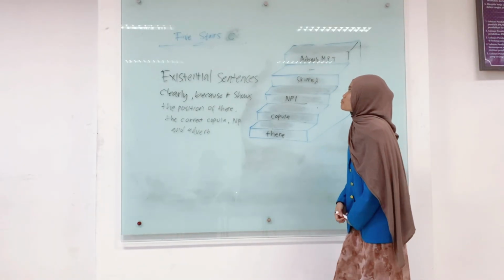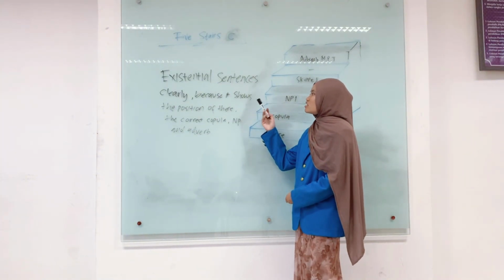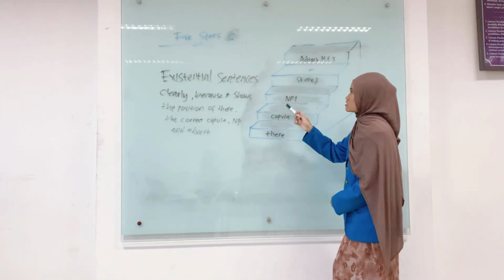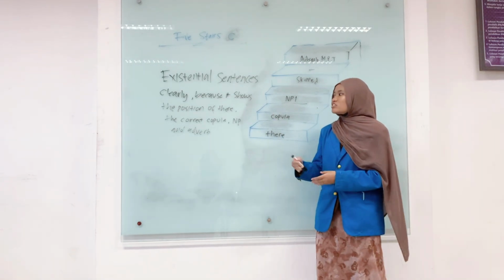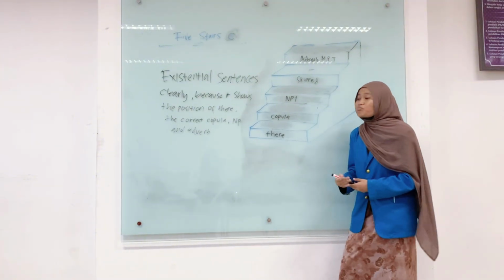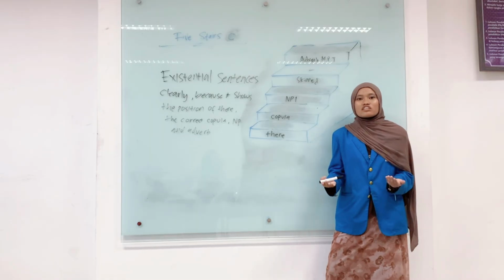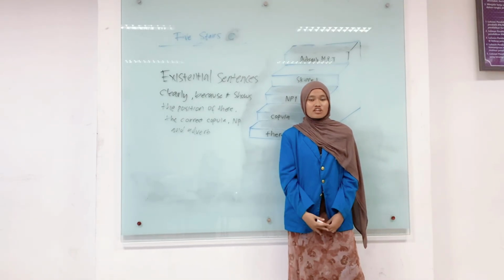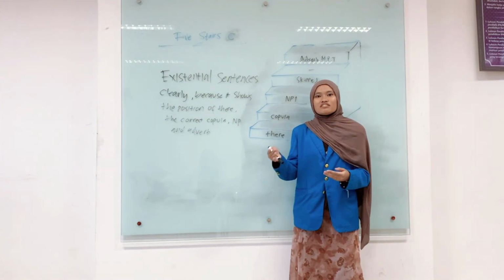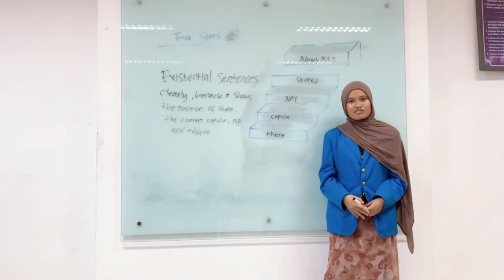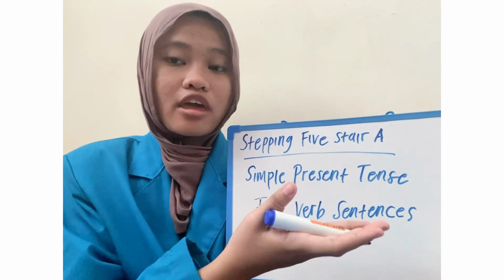So the Stepping 5 Stairs C helps learners to construct existential sentences clearly because it shows the position of there, the correct copula, the noun phrase, and the adverb. By using these stairs, learners can understand English sentence construction more systematically and avoid placing sentence parts randomly. Now I will explain simple present tense in Stepping 5 Stairs A.